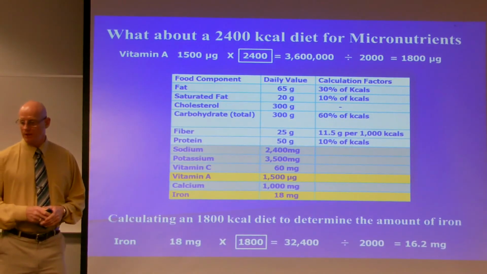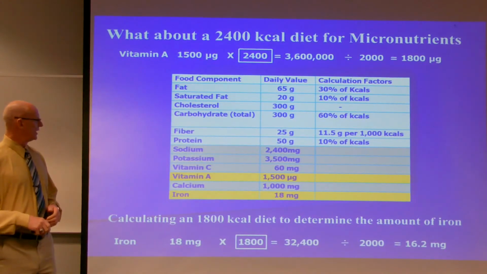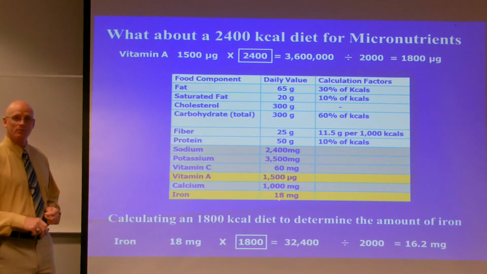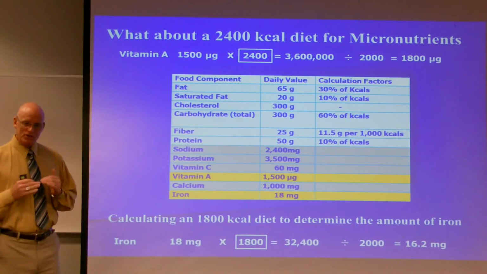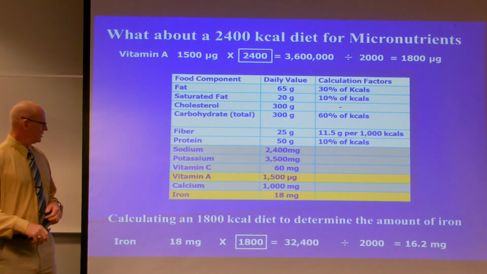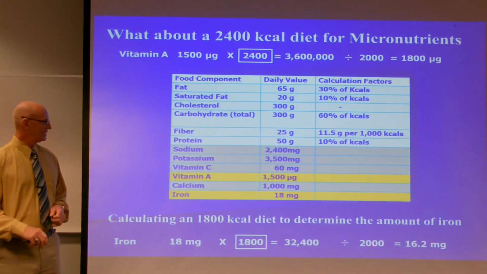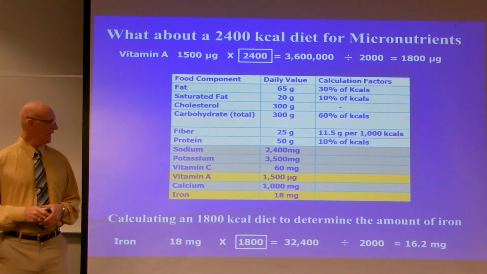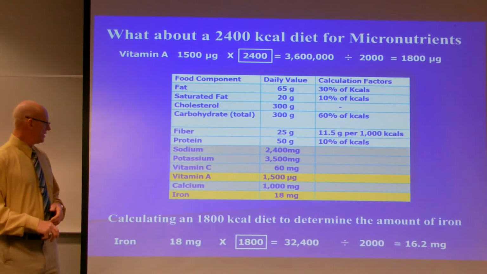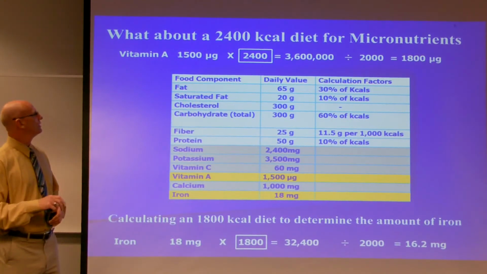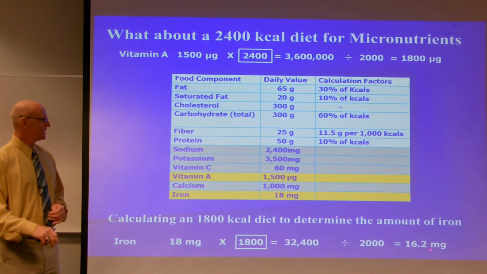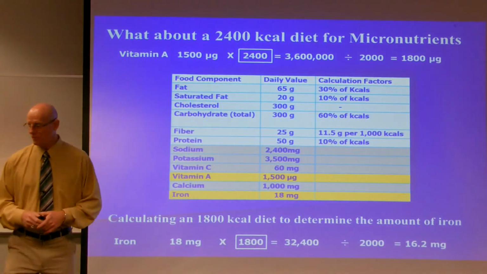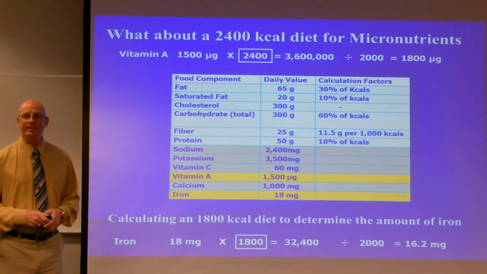Now let's do one on iron. Again, if your daily value of iron on a 2,000 kilocalorie diet is 18 milligrams, and you have a caloric restriction, if you're decreasing your calories to 1,800 kilocalories, you'll simply multiply these two together and come up with the number, and then you divide that again by the daily value of 2,000 kilocalories. That decrease from 18 milligrams on a 2,000 kilocalorie diet to an 1,800 kilocalorie diet will lead you to 16.2 milligrams per day on a 1,800 kilocalorie diet.